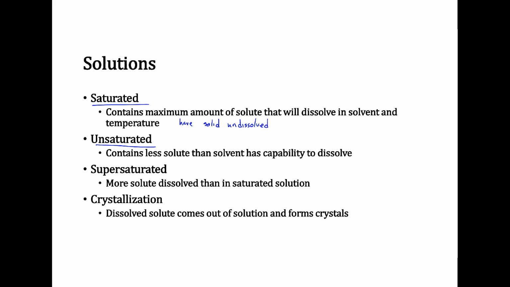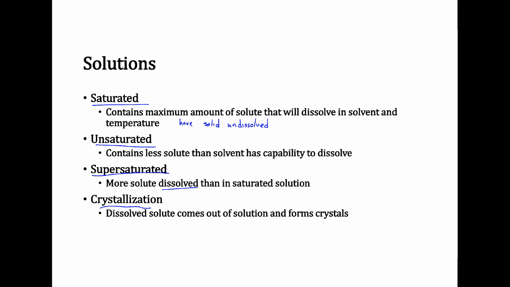There's also such a thing as a supersaturated solution. With a supersaturated solution, there's more solute dissolved than in a saturated solution, or what would be expected. And we'll look at what that means on a solubility curve. And then finally, we've been talking about forming solutions whenever a solid is being dissolved in a liquid, but you can also go the other way. That means you could actually have something crystallize out. So this is whenever that dissolved solute comes out of solution and forms crystals.